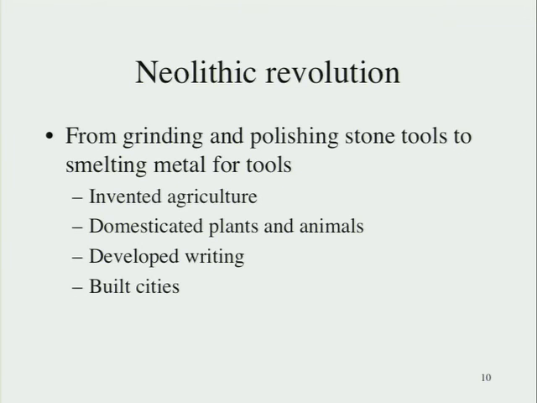When we go from grinding and polishing stone tools to smelting metal, we actually discover, invent, come to control metal, which of course is derived from stones or from rock, but nonetheless is a huge technological advance in terms of what it enables us to do, the kinds of tools it enables us to manufacture, and the things we can do with those tools. And it happens that some of the things we did at about the same time or subsequent to this discovery were inventing agriculture, domesticating plants and animals, coming up with writing, and building cities.